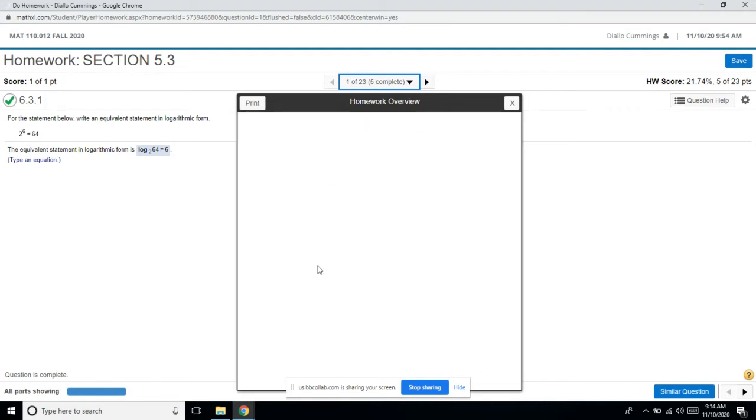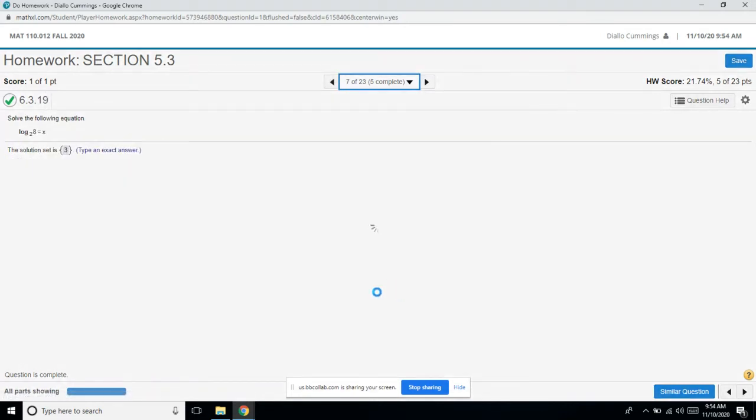All right, I also want to take a look at problem number 7. In problem number 7, we're given a log equation and we're asked to solve for x. So, generating another example, we have log base 4 of 16 is equal to x. And we're asked to solve this equation, so we want to solve for x.